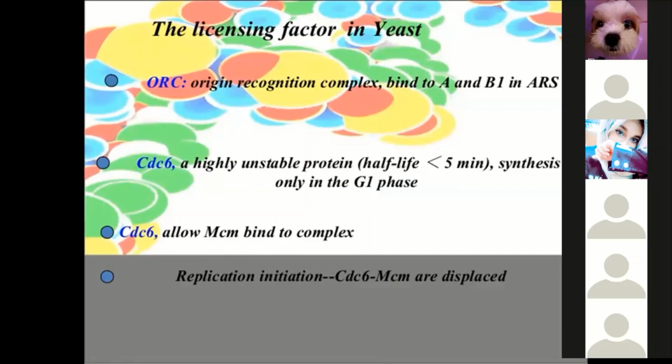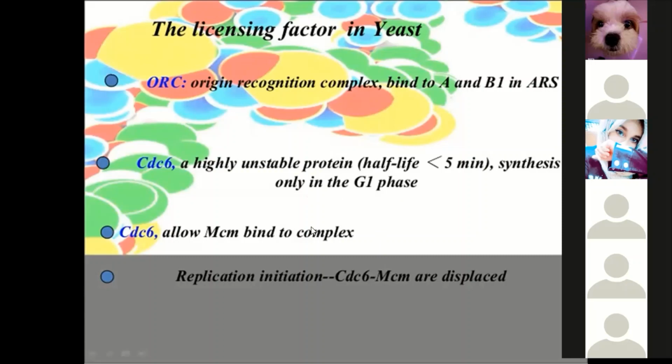So there are licensing factors which are present in yeast. You have the origin recognition complex, which binds to A and B1 in the ARS. CDC6 is a highly unstable protein whose half-life is only 5 minutes, and it is synthesized only in G1 phase. So this kind of proteins are licensing factors which are very unstable, and their synthesis only takes place in G1 phase.